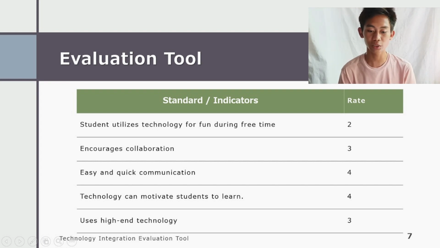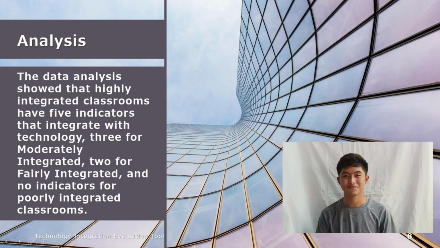Next is encourages collaboration. We rate it by 3. Next is easy and quick communication. We rate it by 4. And next is the technology can motivate students to learn. We rate it by 4. And lastly, uses high-end technology, and we rate it by 3.